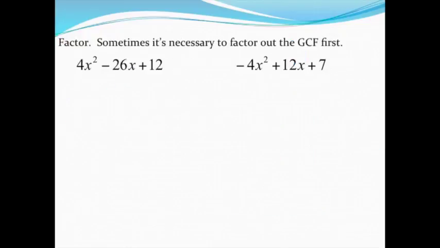Always make sure that you check for a greatest common factor before you just jump right into factoring. So this time we don't have a 1 in front, although before you just go and do the box method, look for that greatest common factor first. So looking between negative 26 and 12, all of those numbers are divisible by 2. So let's take out the greatest common factor and then do the box method.